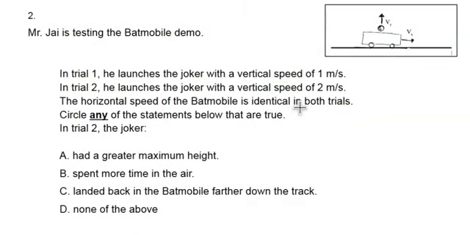All right, number 2, Mr. Jai's testing the Batmobile. So in trial 1, the Joker has a slow speed. In trial 2, it has a faster speed, but the Batmobile is going the same rate. Okay, in trial 2, with a speed of 2 meters per second, it's going to take longer for gravity to take all of that speed away, and in that same time, the ball is going to go higher, so it has a greater max height.